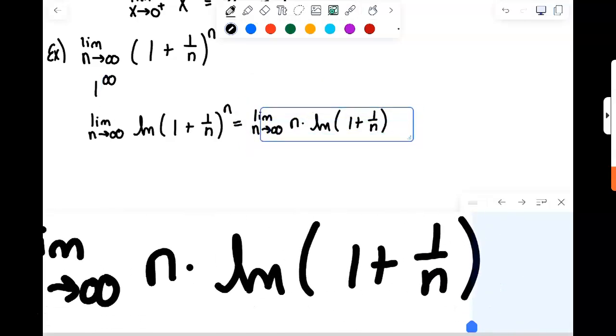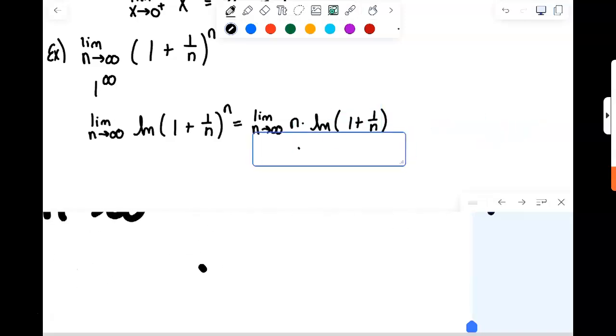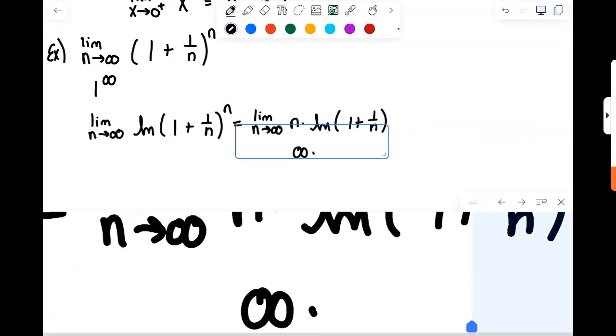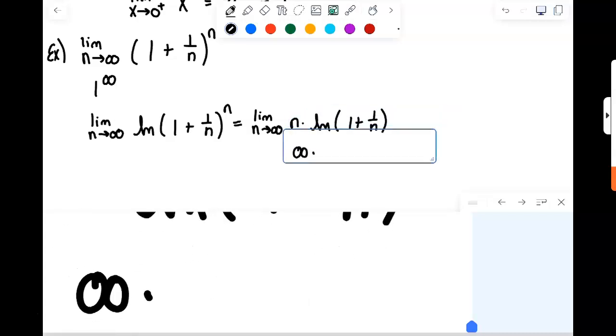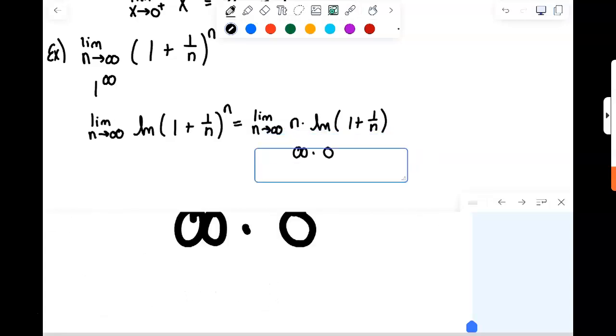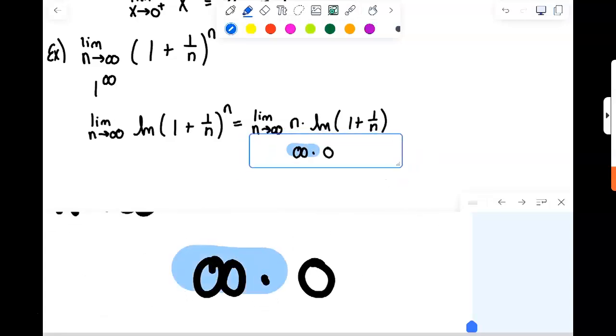Because as n goes to infinity, this is going to be infinity. As n goes to infinity, the stuff inside there goes to 1 plus 0, which is 1. ln of 1 is 0. So we've transformed this again into an infinity times 0 limit.